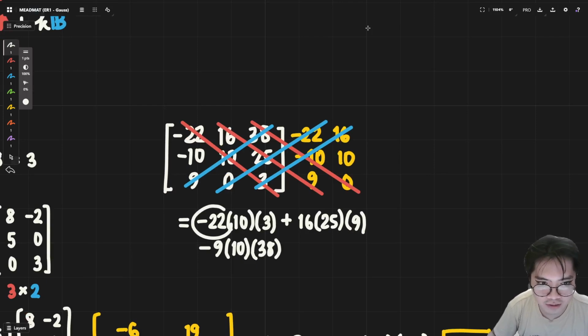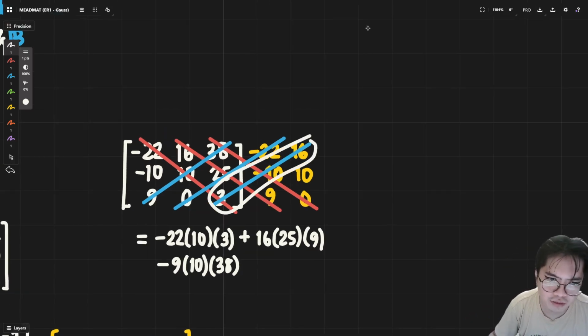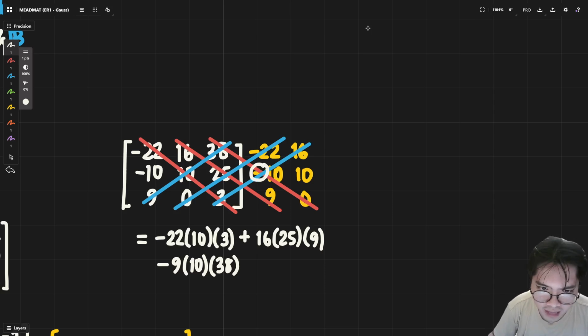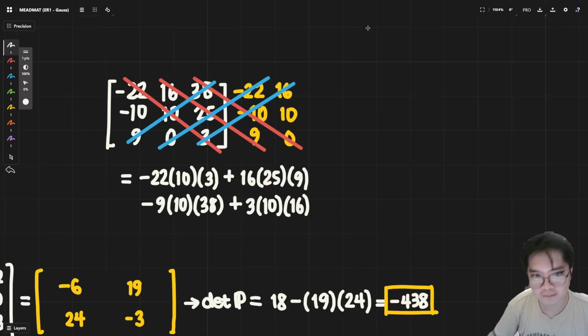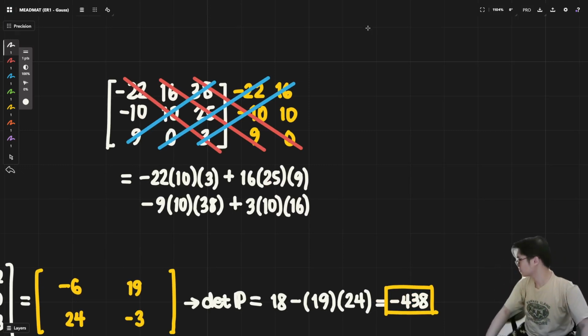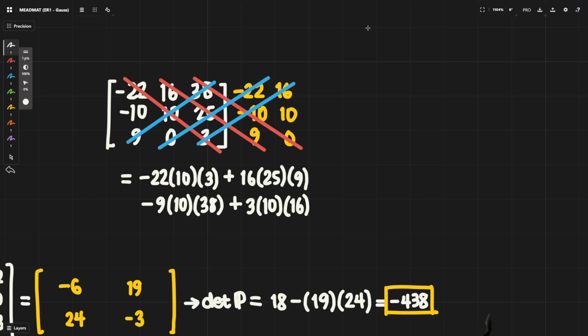And if you're wondering why there's a negative in here, it's because this thing is literally a negative. This one I will also not write because there is a 0. And then we will have here 3, negative 10, and 16. Because there's a negative in here, this will now be positive. 3, 10, and then 16. And so if we put all of this together, let me actually get my calculator. Negative 22 times 10 times 3 plus 16 times 25 times 9 minus 9 times 10 times 38 plus 3 times 10 times 16. The answer is what?